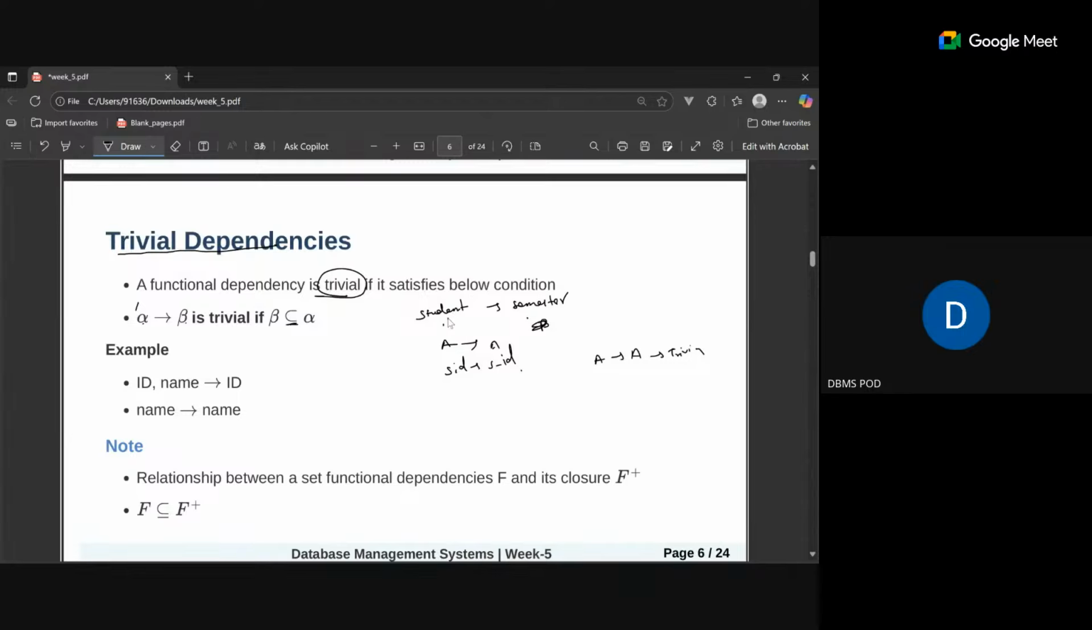And if semester is there, let's say these two attributes, student ID and semester, together determine semester again. This is a proper subset, because here semester is a proper subset of student ID and semester, and this is also trivial. Yes, sir. And I have given this in other examples. That's it. Okay.